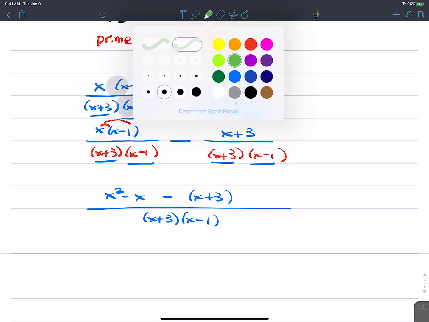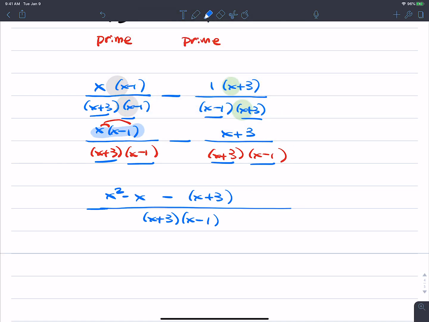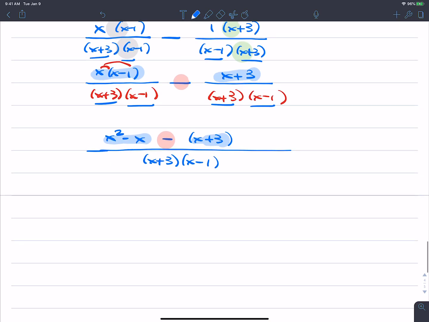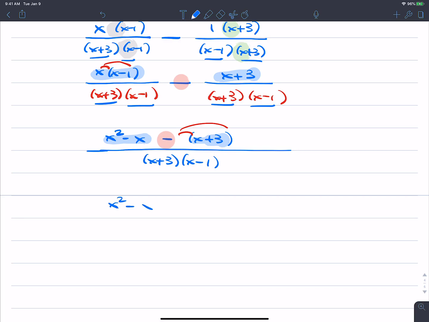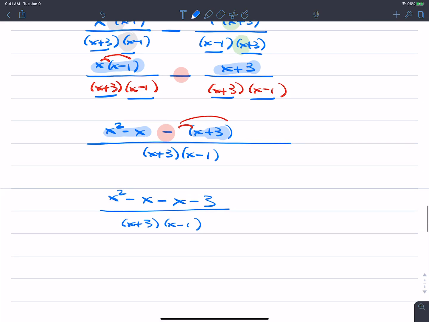So don't forget, you got this numerator, which is x squared minus x. You got this numerator, which is x plus 3, over here and over here. But this time you're going to subtract the terms, so we have to put the x plus 3 in parentheses, and we just simply use the distributive property again, because you got to get rid of that parentheses. So you have x squared minus x minus 3 over x plus 3 times x minus 1.